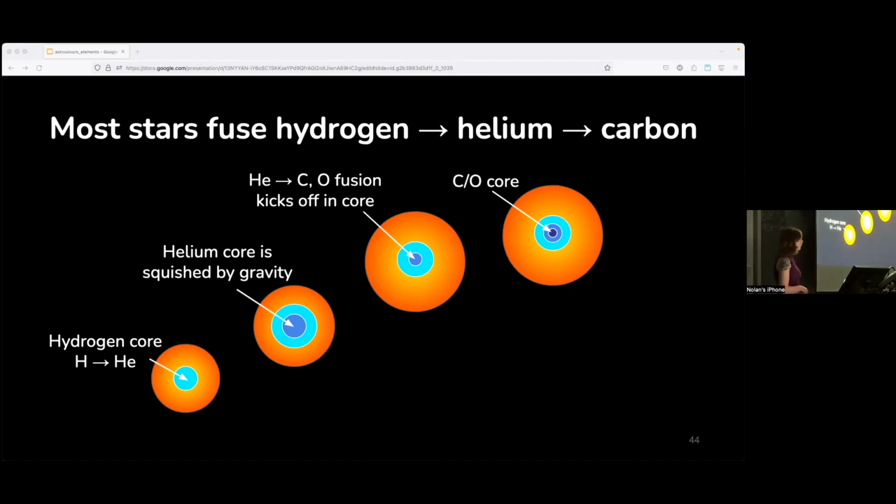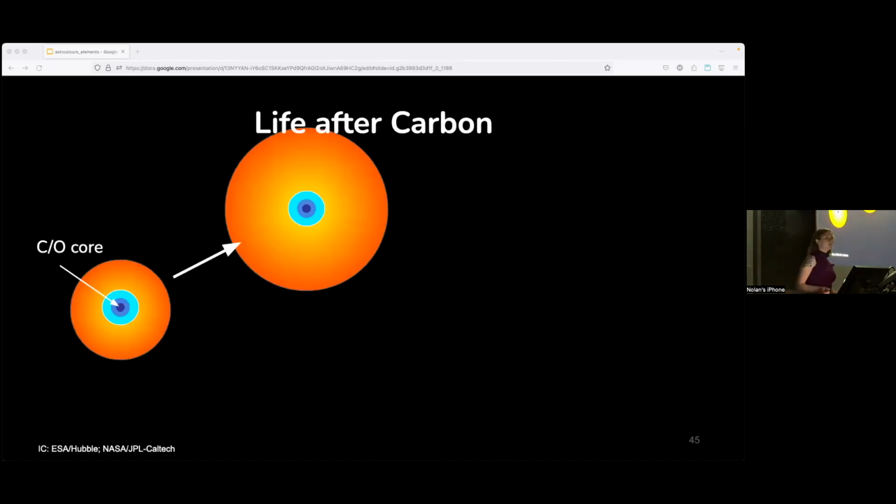But once helium fusion is done, we're left with the carbon-oxygen core. We have some layers of hydrogen and helium that didn't get quite hot enough to fuse. And from here, we can take one of 2 paths. Most stars are actually not massive enough to burn anything else in their core. No matter how much gravity tries to squish them down, they're never going to get hot enough to fuse that carbon into anything else. And so instead, they have some weird intermediate life stages.